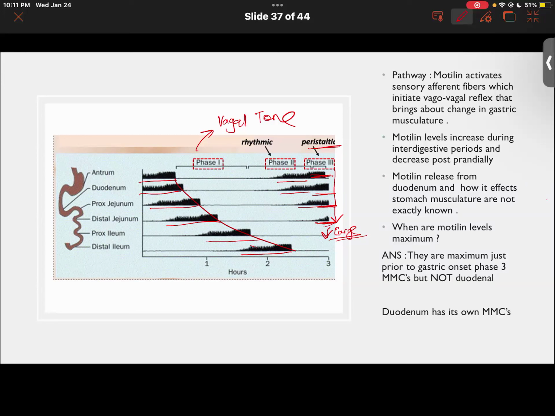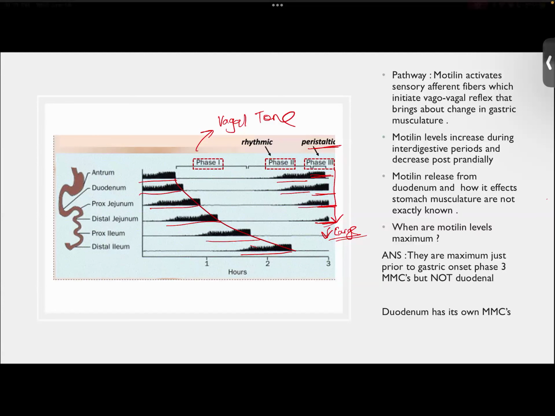So the pathway in a bit, it's slightly more in detail, but we're almost done with the lecture, so just bear with me. It's motilin activates the afferent fibers, which initiates the vagal reflex that brings about change in the gastric musculature. Actually, scratch that, because this is not even confirmed, by the way. This is just what scientists think brings about the MMC, but actually no one knows exactly to the dot what brings it about. So just remember that the motilin leads to a change in gastric musculature, and that's why you have this MMC, and it does it through the vagal reflex. I mean, even that is optional. Just remember that it changes the gastric musculature.